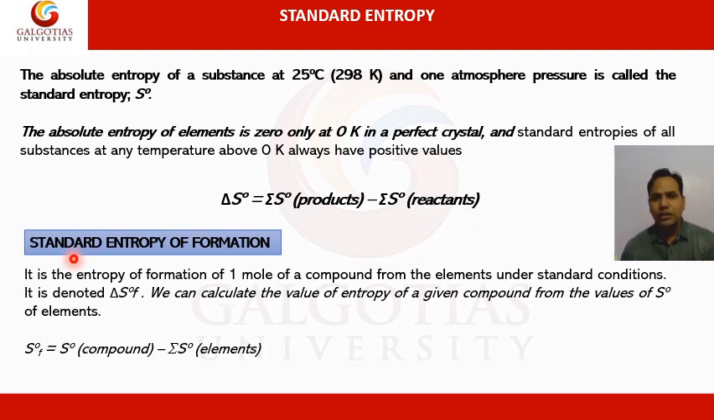The standard entropy of formation is the entropy of formation of 1 mole of a compound from its elements under standard conditions. It is denoted as delta S naught f. We can calculate the entropy of a given compound from the delta S naught values of the elements. So delta S naught formation is equal to delta S naught of the compound minus delta S naught of the elements. Here is the standard entropy of the substances.